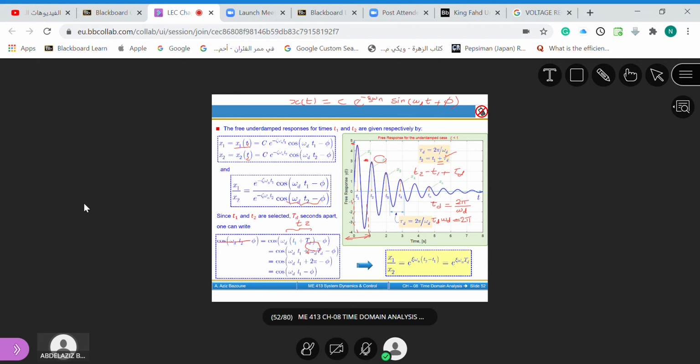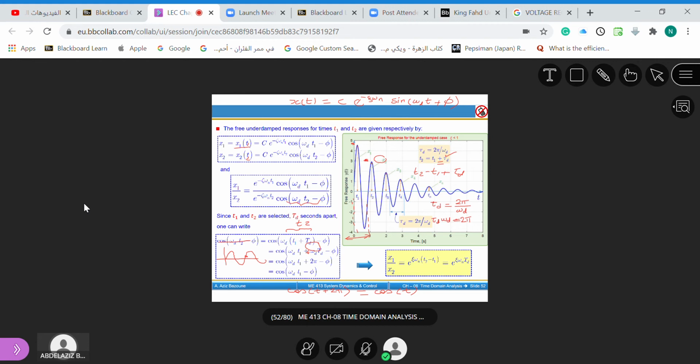Now, this is a cosine function, and the cosine is a periodic function with period 2 pi. With period 2 pi, it means that cosine of t plus 2 pi will be equal to cosine t, because the function is periodic with period 2 pi, which means here, this is not the cosine, but I will draw the cosine here, or sine, it doesn't matter. Sine or cosine is the same thing.